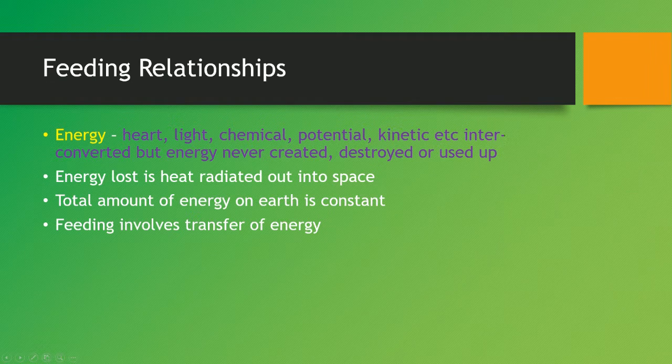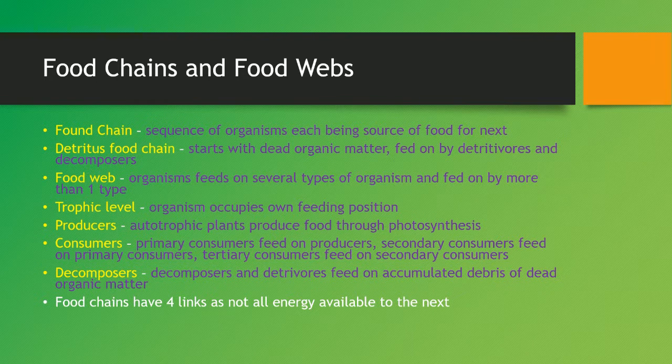Let's get into it. So, starting off with feeding relationships, you need to know a little bit about energy. Energy such as heat, light, chemical potential, and kinetic energy are interconverted. And energy is never created, destroyed, or used up. Instead, energy will be lost, such as through heat radiation out into space. The total amount of energy on Earth will always remain constant because of feeding, and feeding involves the transfer of energy.